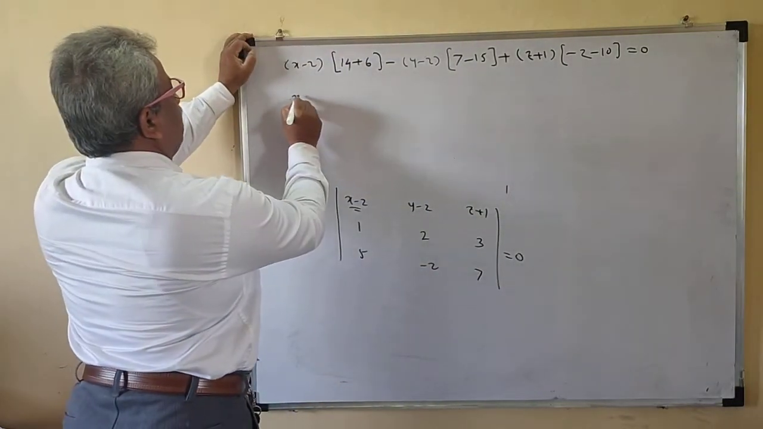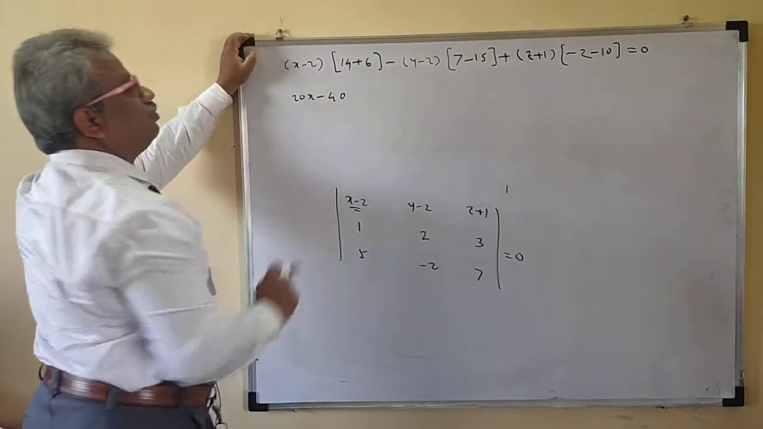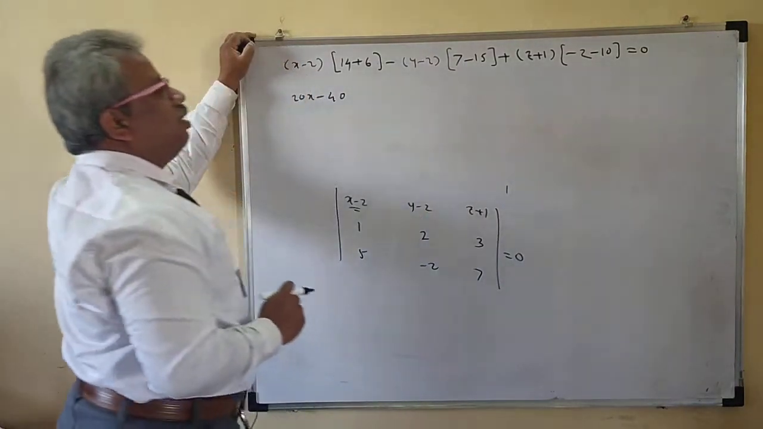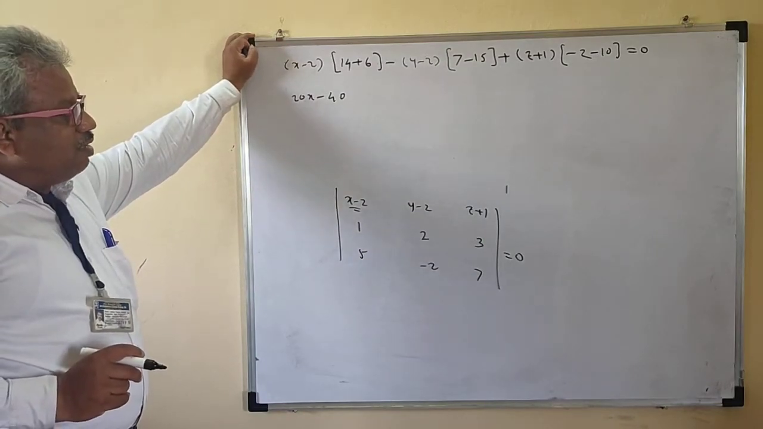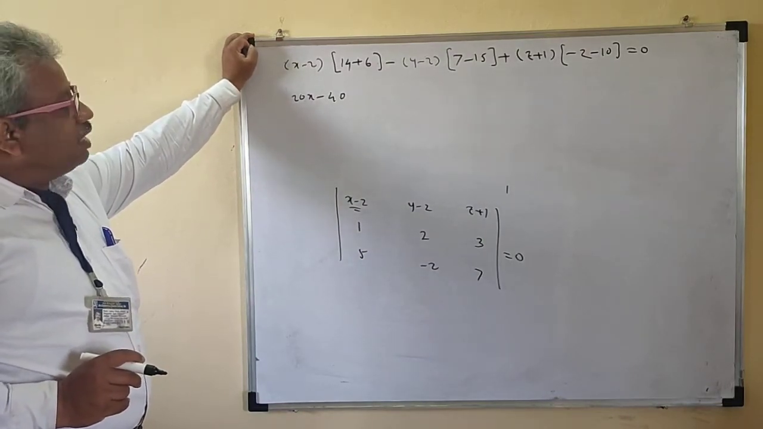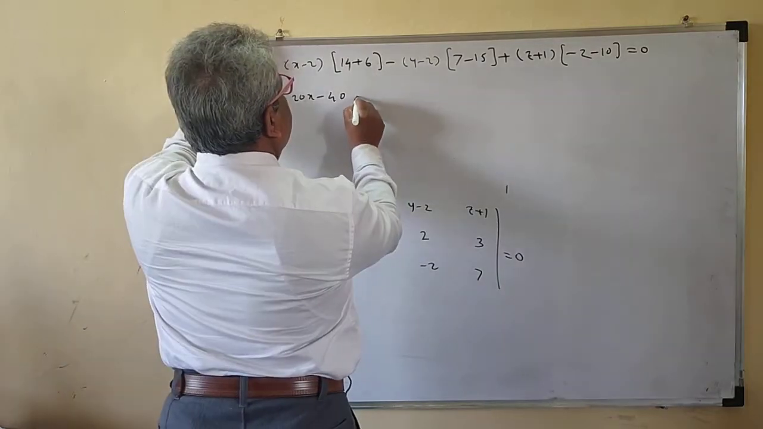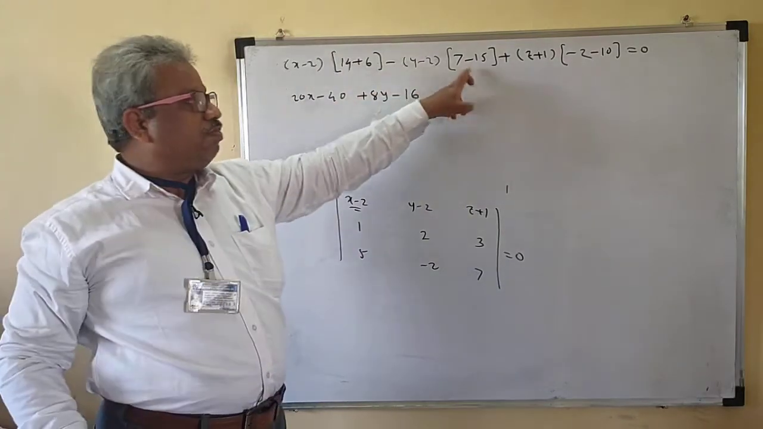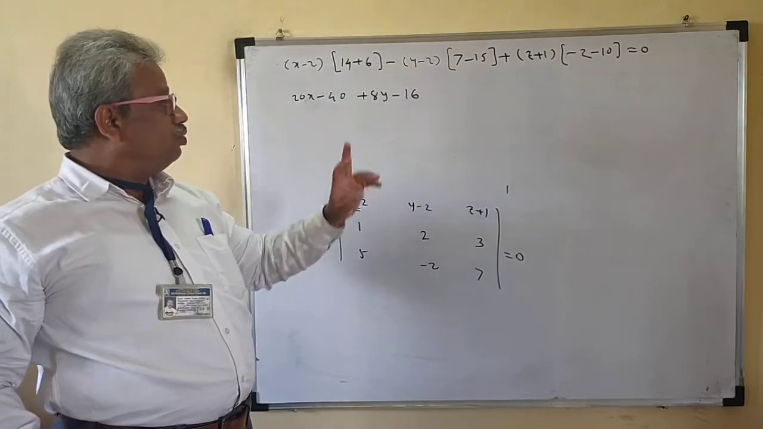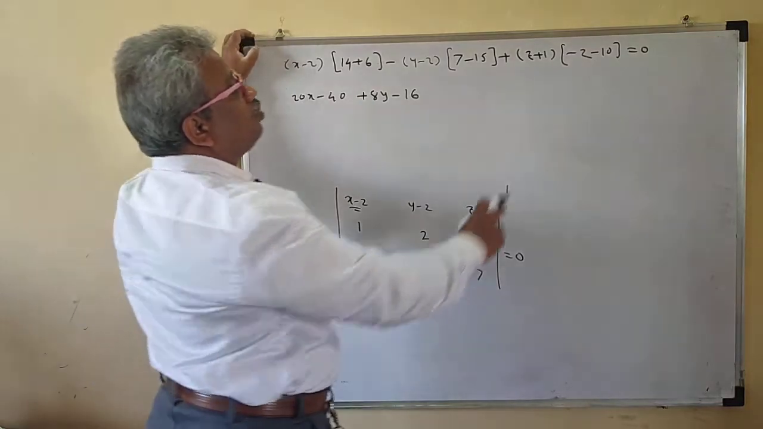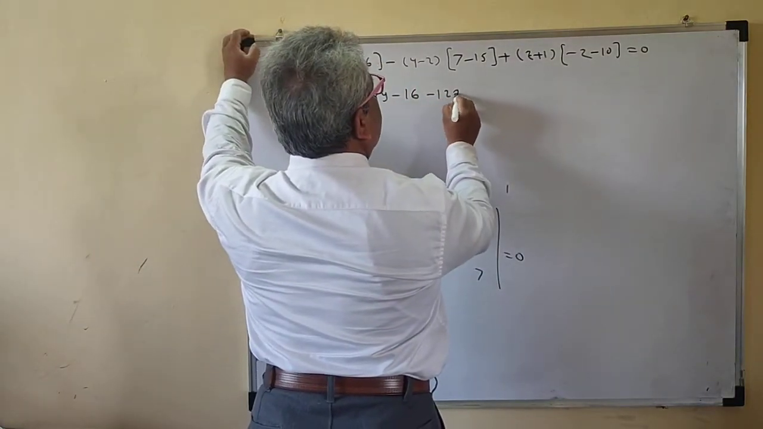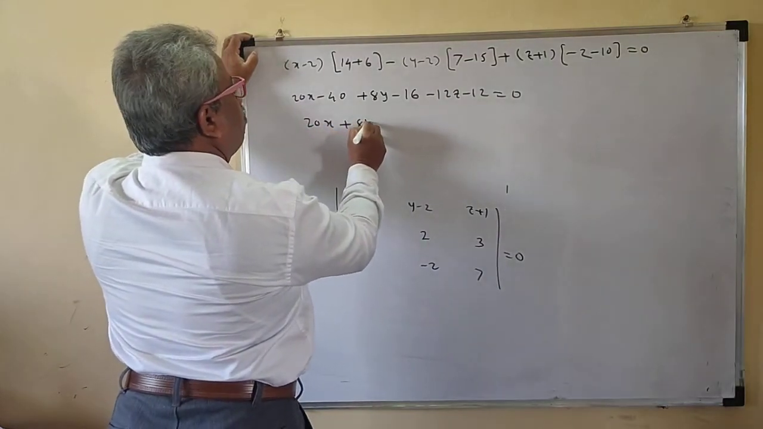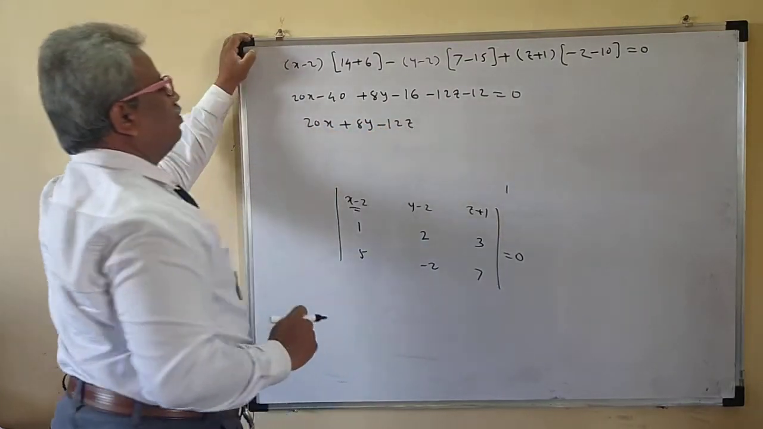So this is 20x minus 14. Then 7 minus 15 is minus 8, and the minus will become plus, so plus 8 into (y minus 2), which is plus 8y minus 16. Then this is minus 12, so minus 12z minus 12 is equal to 0. So this is 20x plus 8y minus 12z.